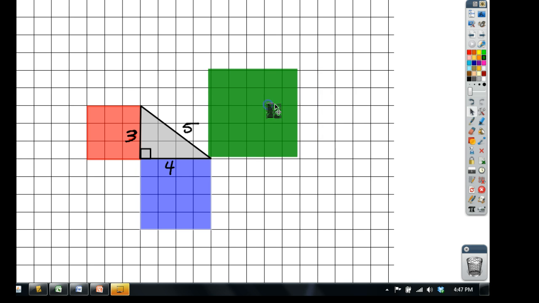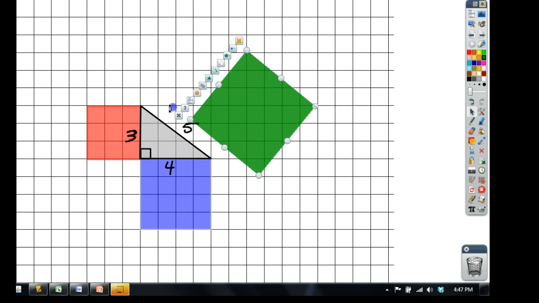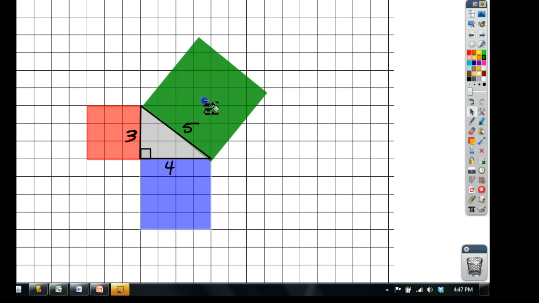So let's take this thing and rotate it here and see if it actually is going to fit. It's not perfect here, but you'll notice it does fit. Okay, hopefully that's a moment where you went, whoa, that's kind of crazy. Yes, it is kind of crazy.